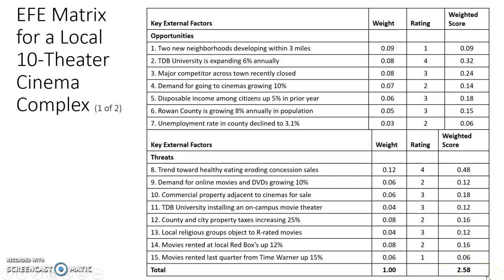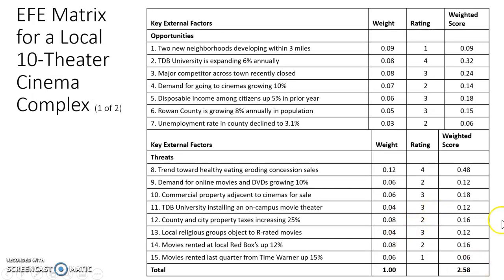Now in the case of the EFE, the middle line, the average is 2.58. And so what we can conclude here is that this 10 theater cinema complex is doing an average job at addressing the opportunities and threats that are facing them. And so what we can see here is they really need to have a better strategy for addressing the 2 new neighborhoods that are developing. They can have a better strategy for growing demand.